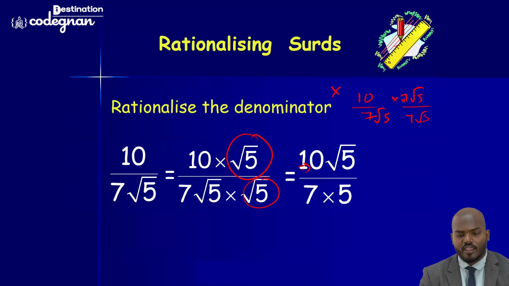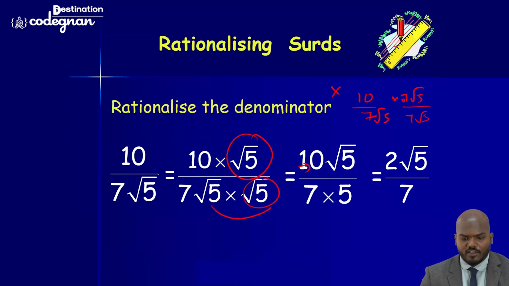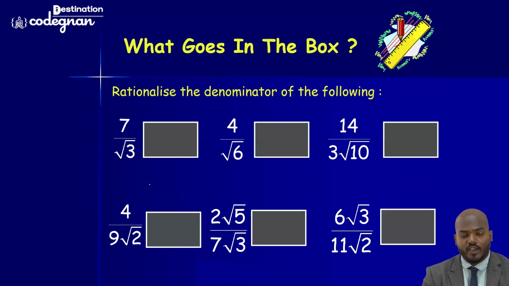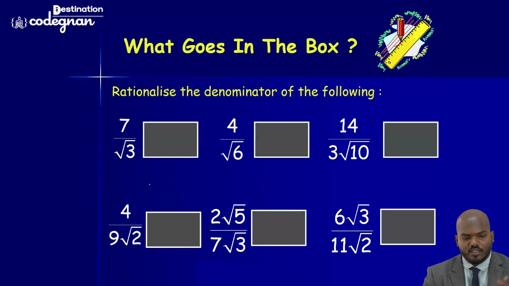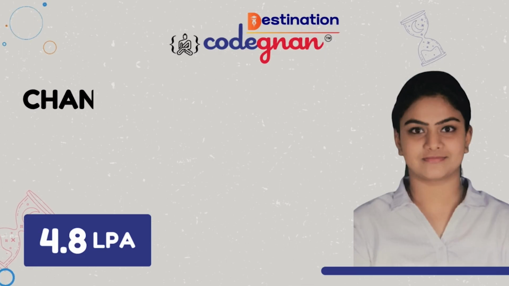That is 10 root 5 by 7 times 5 here. That is root 5 and root 5 get joined here. That will become a real number. So then you can cancel this: 5 times 2 is equal to 10. So then you can call it 2 root 5 by 7. You can make this one like previously. The same as here, guys. So please try one and tell me what the answer is. It will come here in the box.